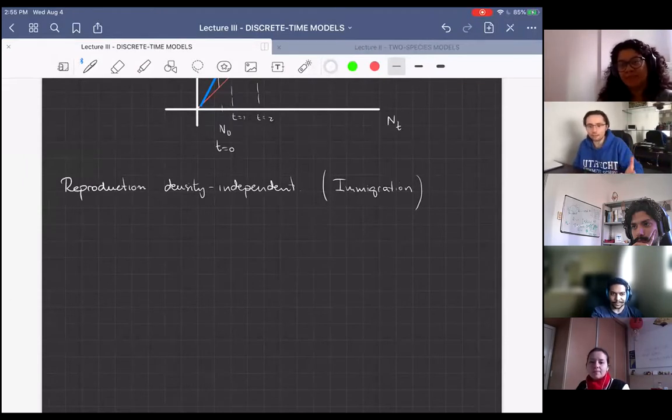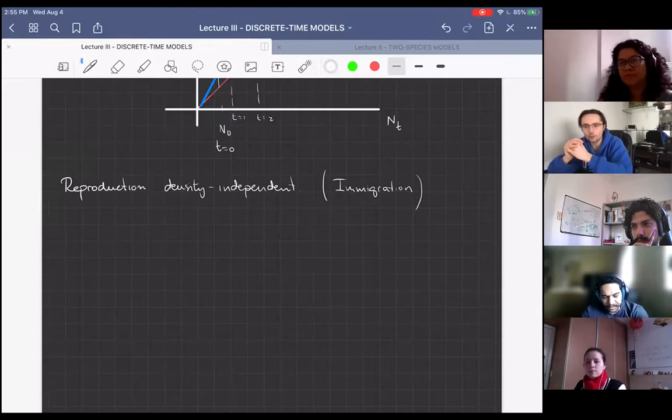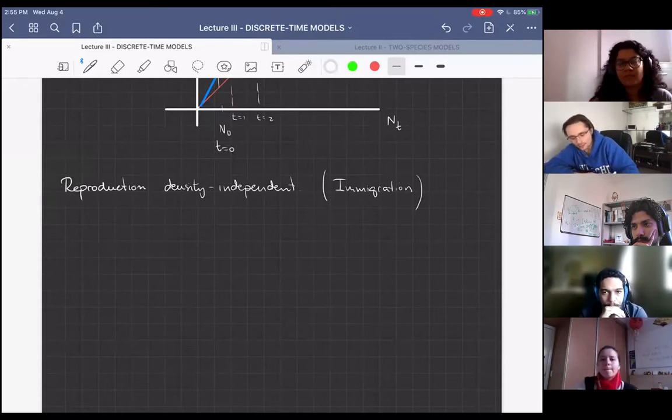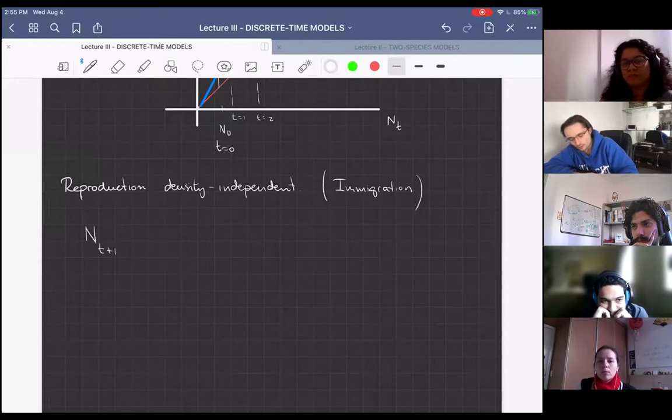So I don't only have reproduction. My crickets are not only hatching themselves, but I also have some of them that hatch in another place and fly to find resources in my environment because it's more profitable for them, or because there is more competition in another place, or something like that. How can I write that in terms of my equations? Well, I can just say that the number of individuals at time t plus 1 is equal to my reproduction contribution plus some immigration that I am going to label with delta.